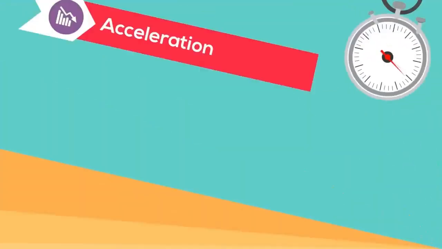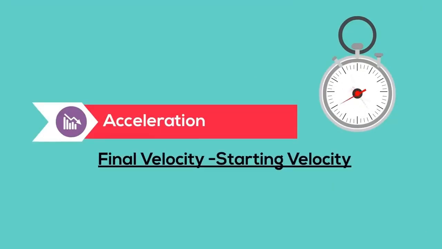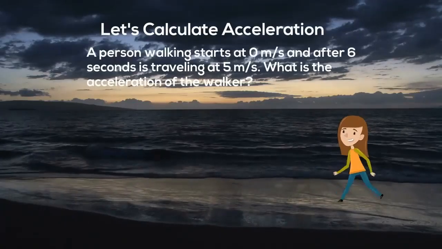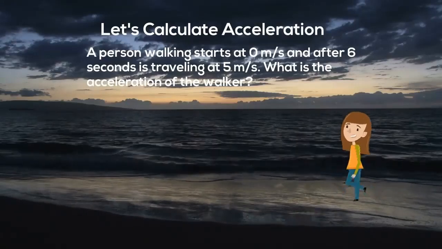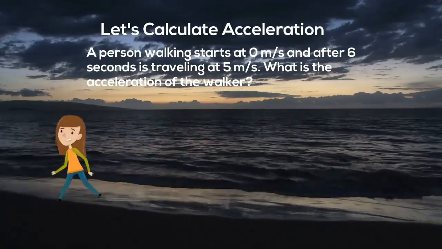An increase in velocity is positive acceleration, and a decrease in velocity is a deceleration. You can find the average acceleration by taking the final velocity minus the starting velocity, divided by the time it takes to change the velocity. Let's work an example. A person walking starts at 0 meters per second and after 6 seconds is traveling at 5 meters per second. What is the acceleration of the walker?